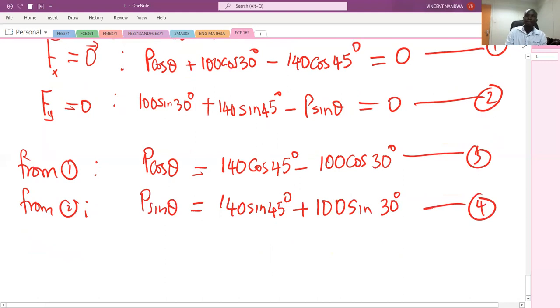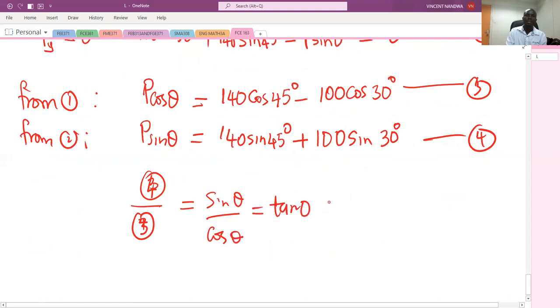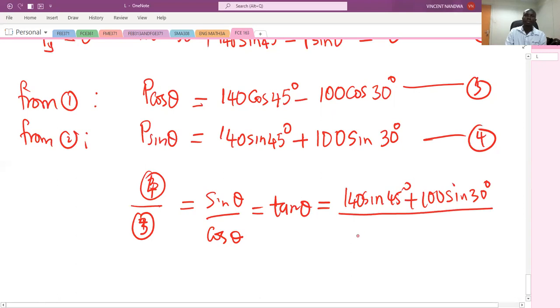So if I say equation 4 divided by equation 3, I'll have sine of theta over cosine of theta, which is just tan theta, the same as 140 sine 45 degrees plus 100 sine 30 degrees divided by 140 cosine of 45 degrees minus 100 cosine of 30 degrees.